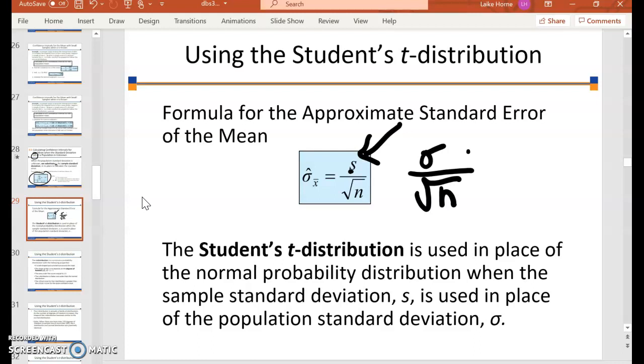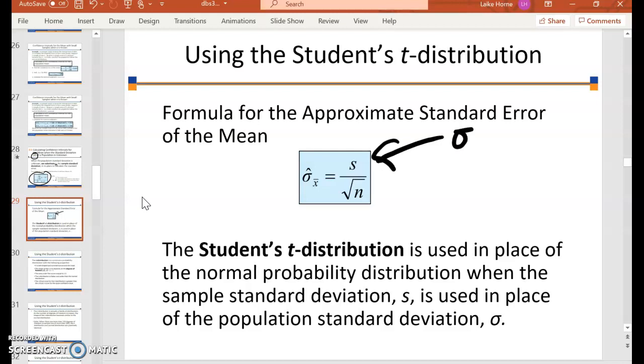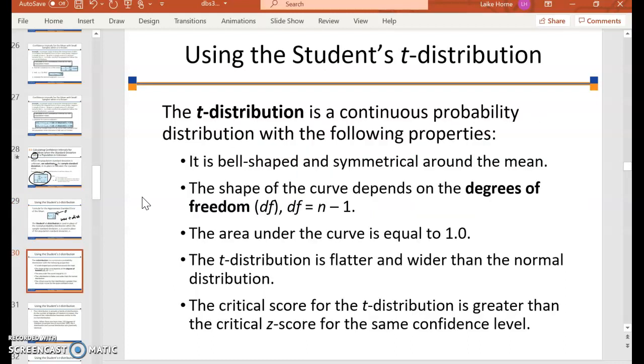So we're also going to use the t-distribution in place of the normal probability distribution. If we replace sigma with S, we're going to use the t-distribution. So when the population standard deviation is unknown, we're not using Z, we're going to use T.